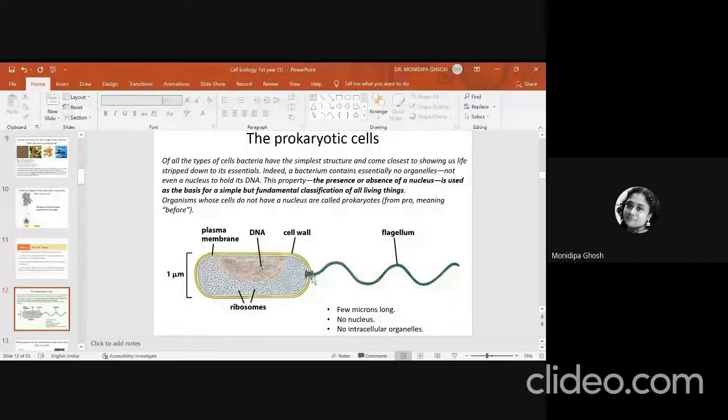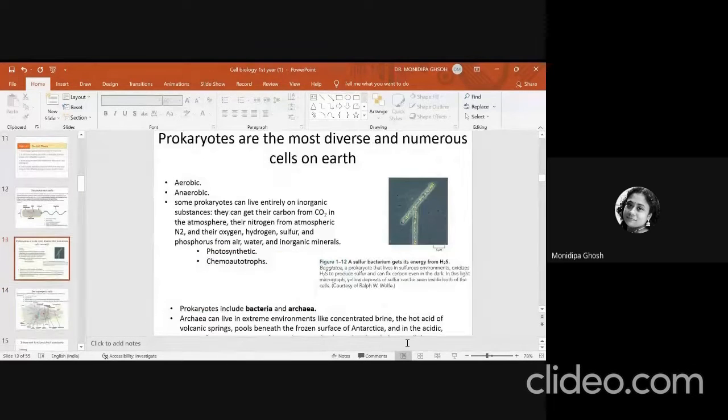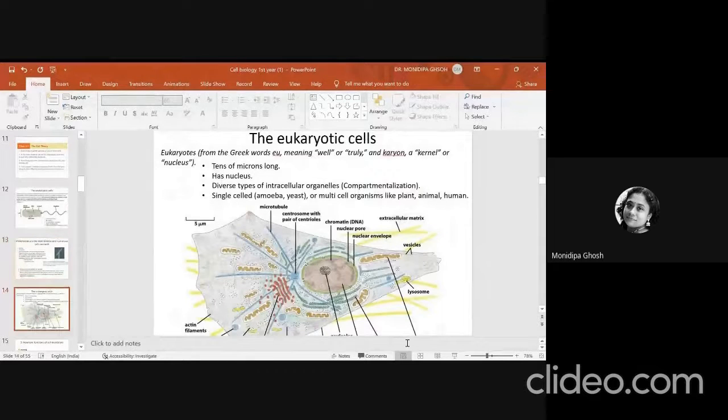And another thing is the flagellum. They help in their locomotion. So the main characteristic features of a prokaryotic cell are: a few microns long, no nucleus, no intracellular organelle. Now, if you go to the eukaryote, I will show the previous slide later.